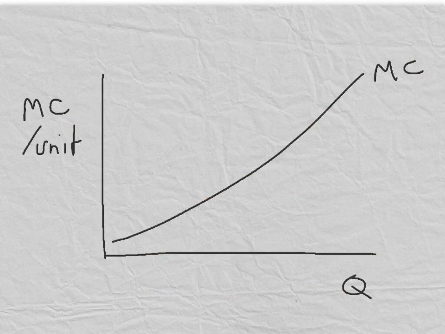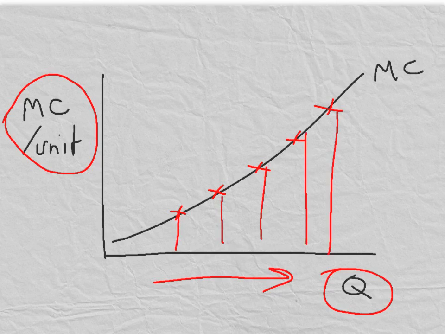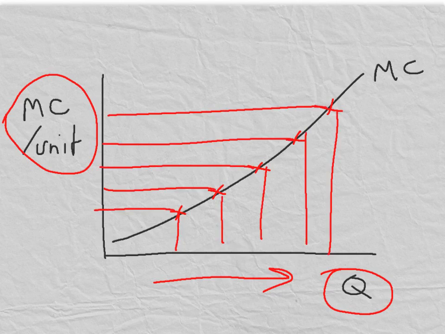We can show this in a graph. Here we see the marginal cost of production plotted against the output in the short run. We can see that as output increases, the marginal cost per unit also increases. That means as we produce more units, each unit costs us more to produce than the last one. And this increase of marginal cost is due to diminishing returns, which is the effect we talked about earlier.